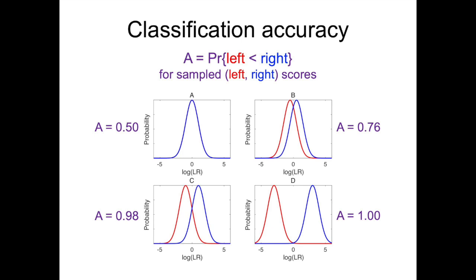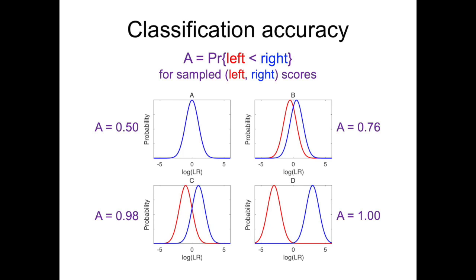So a standard way that classification accuracy is measured in all of science, but particularly more recently in machine learning, artificial intelligence, and statistical fields, is to look at A. It has different names, sometimes called A prime. Let's call A for accuracy, classification accuracy.